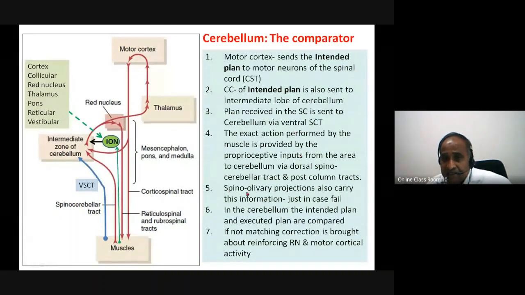Another interesting thing happens from the spinal cord. There is a spino-olivary tract. This will reach the olivary nucleus, and this inferior olivary nucleus will reach the intermediate zone of the cerebellum. Look here, just for our clarity, I have included the olivary nucleus on the same side. In reality, the olivary nucleus is on the contralateral side.